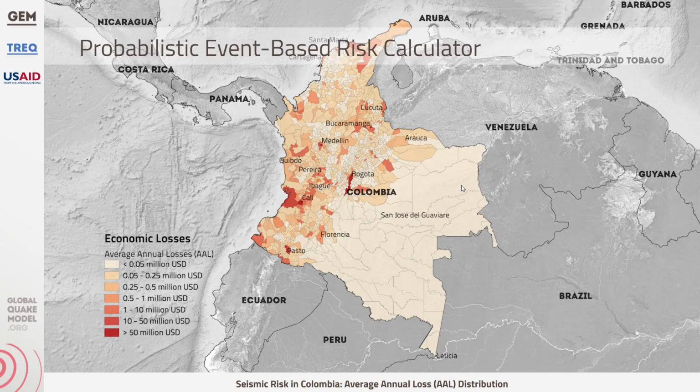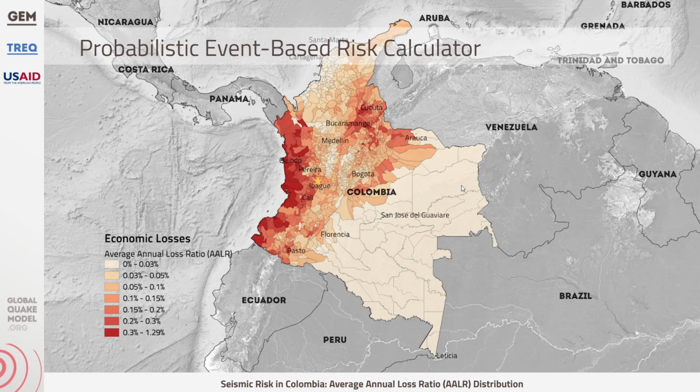But we can do something else. For example, what happens if we take that average annual loss of each one of those regions, but we divide that loss by what is exposed in each region? So basically, what we're asking ourselves is, we want to see which of the regions, through the whole seismicity that we just modeled, lost more of its value given the seismicity that we simulated.